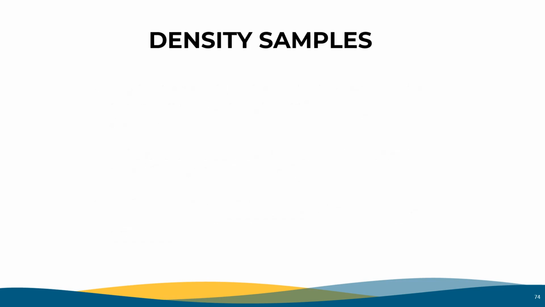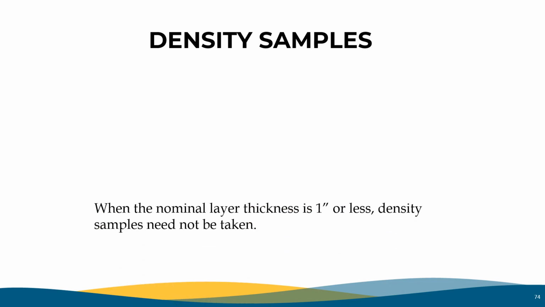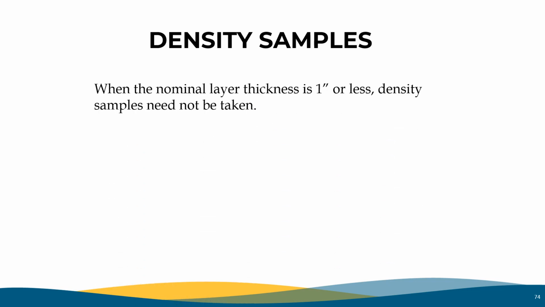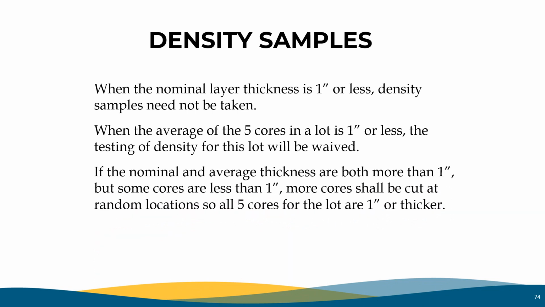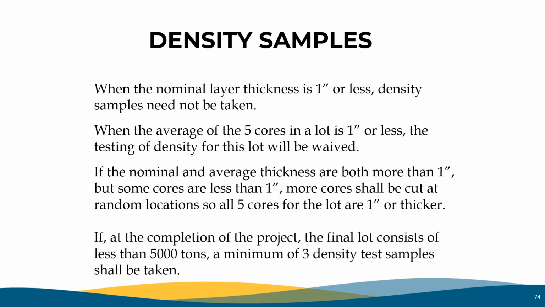Some things to note about density samples. When the nominal layer thickness is 1 inch or less, density samples do not need to be taken. When the average thickness of the 5 cores in a lot is 1 inch or less, the testing of the density for this lot will be waived. If the nominal and average thickness are both more than 1 inch, but some of the cores are less than 1 inch, more cores shall be cut at random locations so that all 5 cores for the lot are 1 inch or thicker. If at the completion of the project the final lot consists of less than 5,000 tons, a minimum of 3 density tests shall be taken.